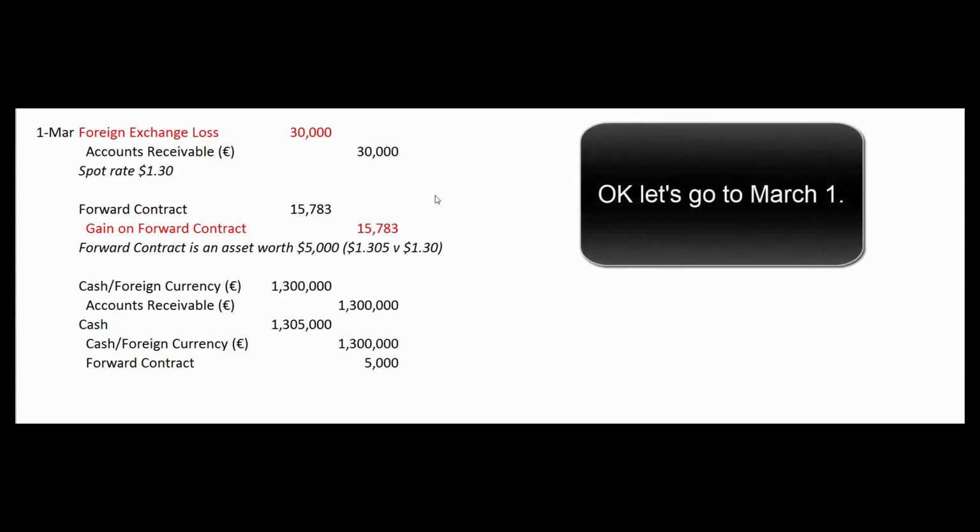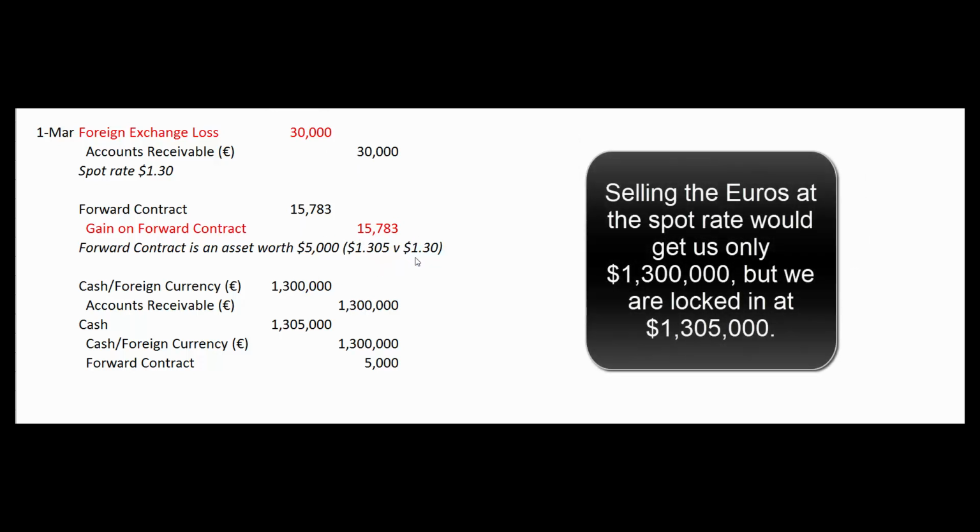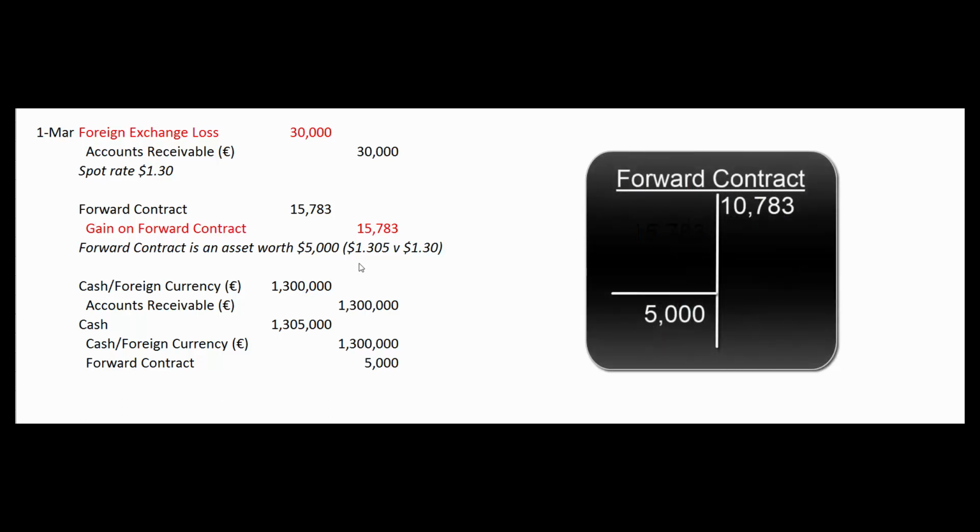Okay, let's go to March 1st. The spot rate has gone the wrong direction as far as our underlying transaction goes. So we've got to write that account receivable down by $30,000 and book a foreign exchange loss. That contract is now worth $5,000 because the spot rate may be $1.30, but we've locked in 1.305. So we're going to get an extra $5,000 above the spot rate because we locked in. So we've got to create an asset where there was a liability. That liability had a balance of $10,783. To make it a $5,000 asset, we're going to have to debit forward contract for $15,783, and we're going to have a gain on the forward contract.